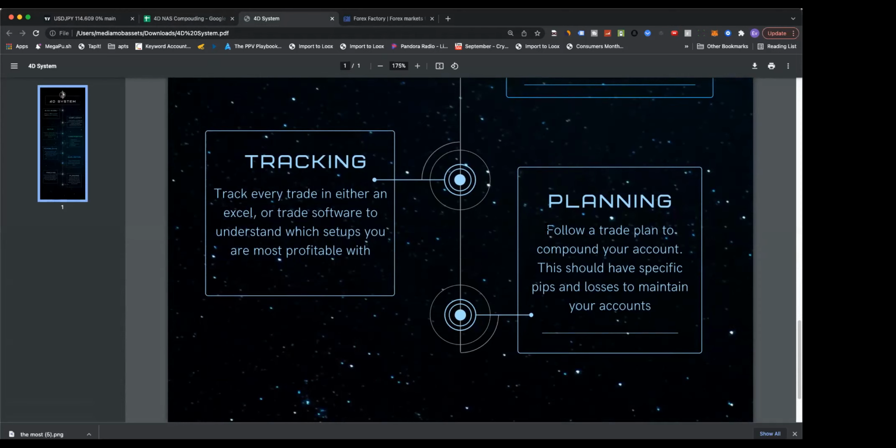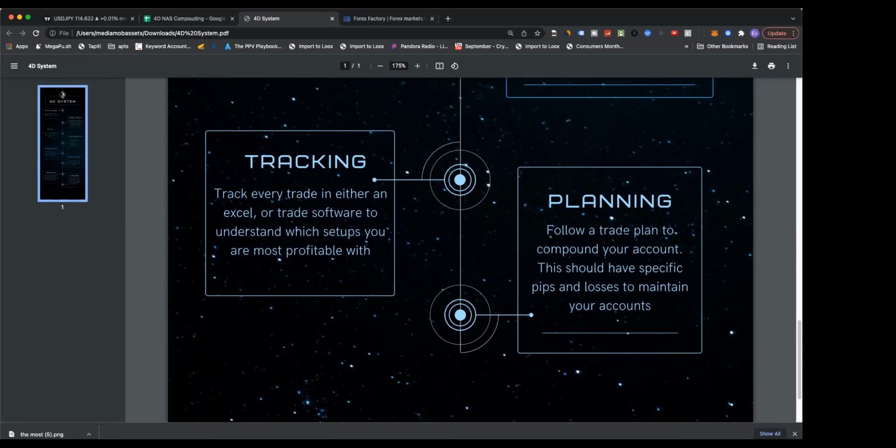And then planning: following a trade plan to compound your account. It should have specific pips and losses to maintain your account. When you're trading, it's liberating having an exact plan of this is where I need to cut my loss, this is where I need to take profits, and this is what my next trade should look like with lot size. I don't need to think about it. It's right there. I know my lot sizes, I know my targets.